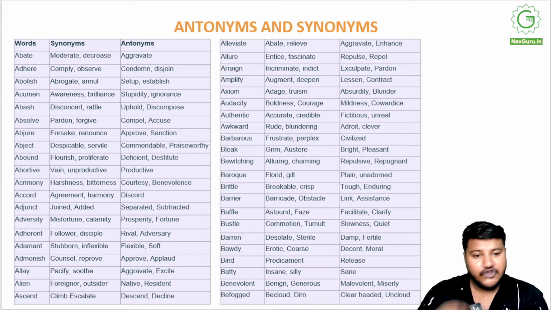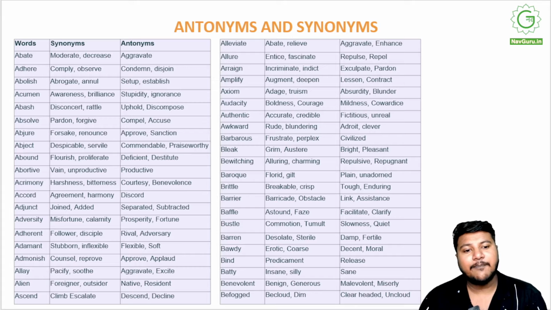Bewitching means alluring, charming, its opposite would be repulsive or repugnant. Baroque means florid or gilt, so its opposite would be plain or unadorned, non decorated. Brittle means breakable or crisp, so tough and enduring would be its antonyms. Barrier means a barricade or an obstacle, so link or assistance would be its antonym.